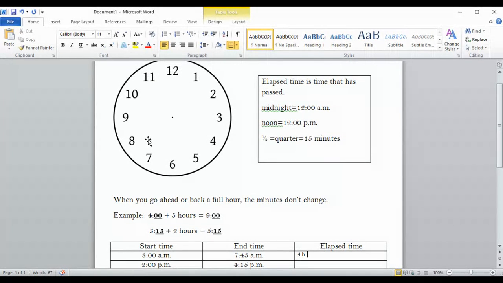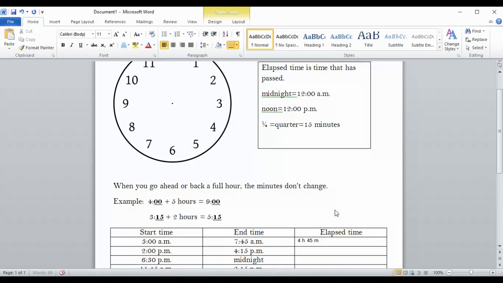So if I was at 7 o'clock, that means that my minute hand would be right here. I want to go from o'clock to 45. So 5, 10, 15, 20, 25, 30, 35, 40, 45. So that's going to be 45 minutes. So from 3 o'clock a.m. to 7:45 is 4 hours and 45 minutes.